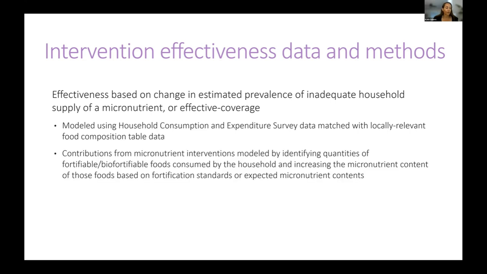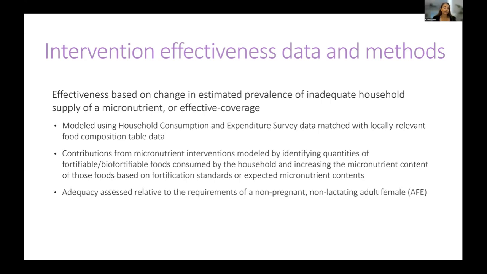And then we model the contributions from micronutrient interventions by identifying quantities of fortifiable or biofortifiable foods consumed by the household and increasing the micronutrient content of those foods based on, for example, fortification standards or expected micronutrient contents of biofortified foods. Baseline adequacy and adequacy with an intervention are assessed relative to the needs of a non-pregnant, non-lactating adult female or the adult female equivalent.